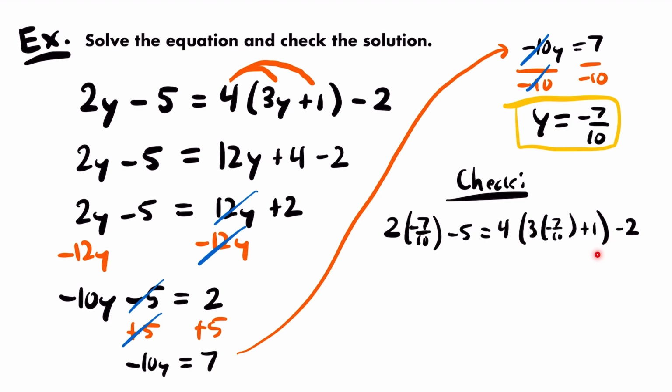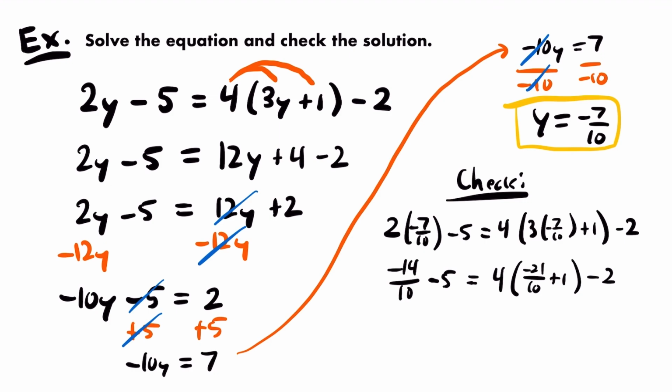Now simplifying, you can multiply 2 into the numerator of this fraction. 2 times negative 7 is negative 14. So we have negative 14 divided by 10 minus 5, and that will be equal to 4 times 3 times negative 7/10. 3 times negative 7 is negative 21. So we have negative 21/10 plus 1 minus 2.